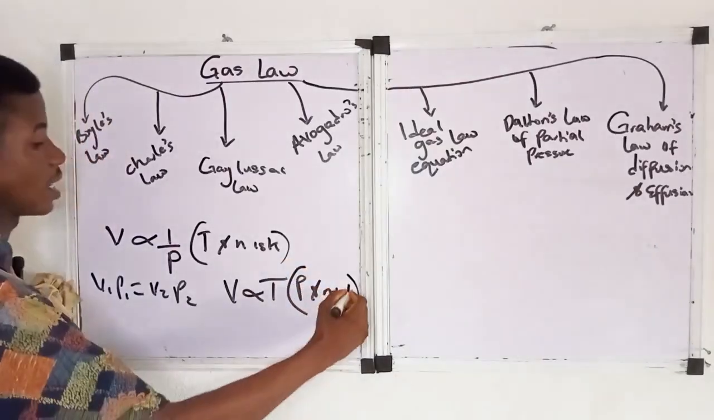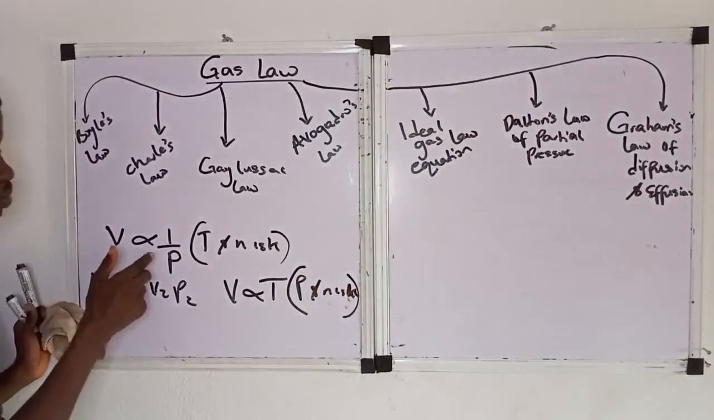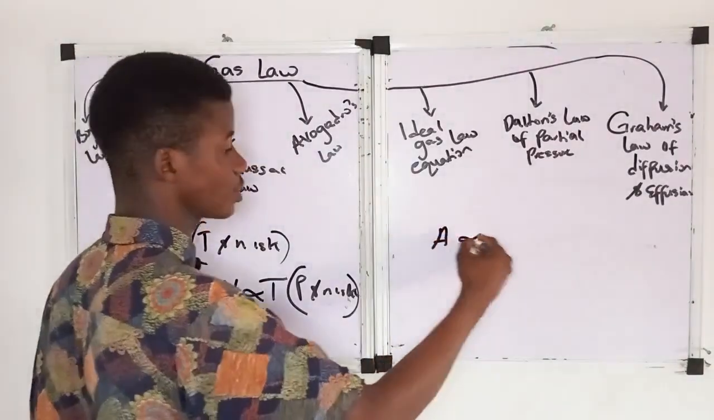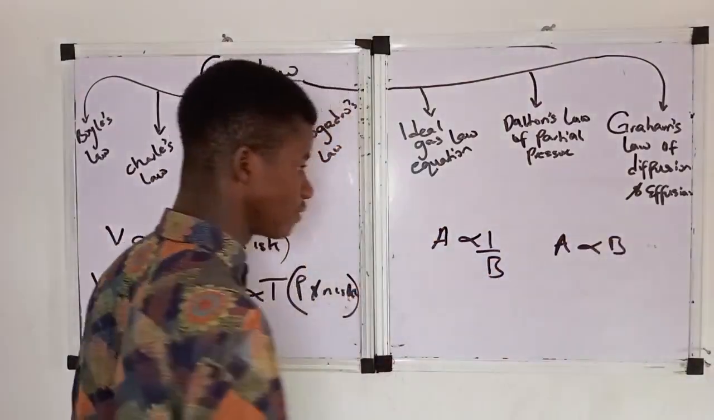The number of moles is constant, right? Yes. So in Boyle's law, volume is inversely proportional to pressure. What does this mean? When you say A is inversely proportional to B, and A is directly proportional to B, there are two different things.